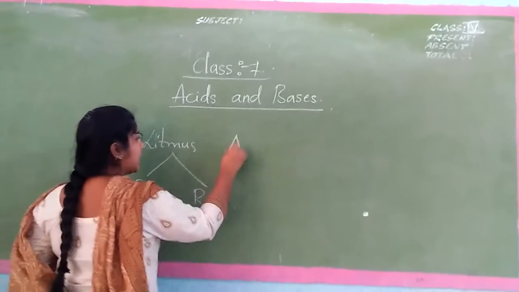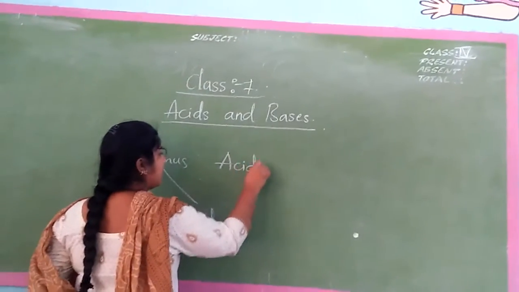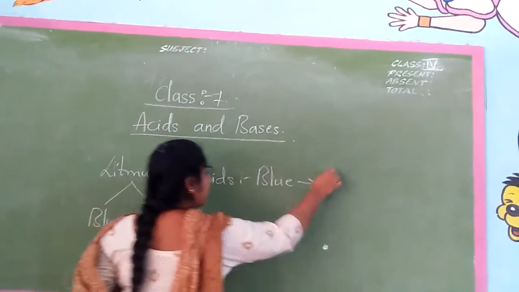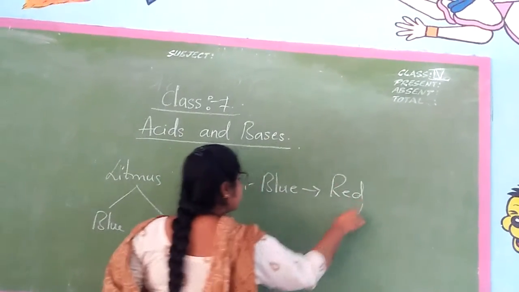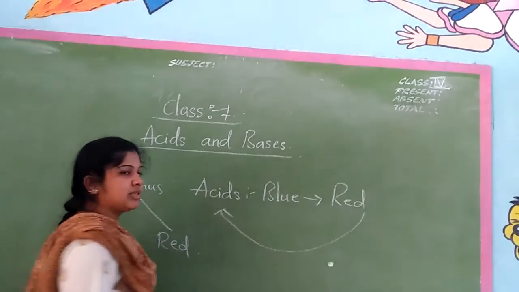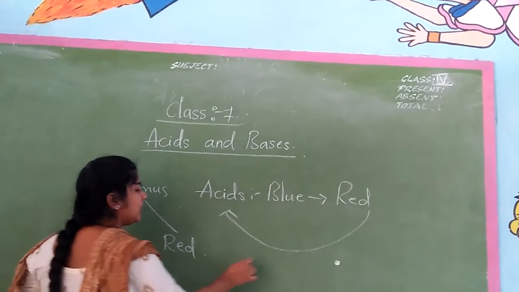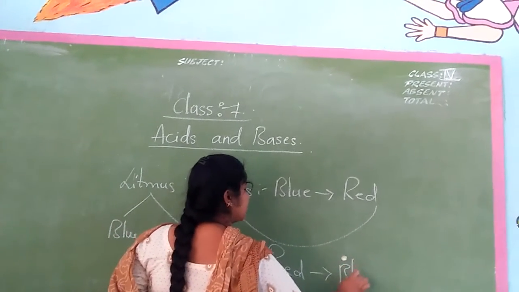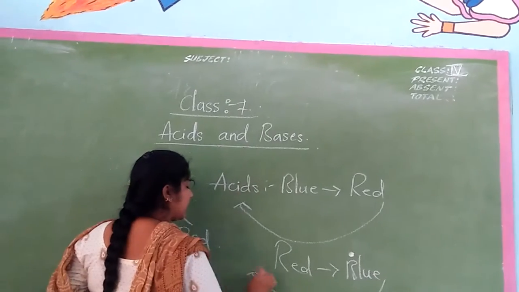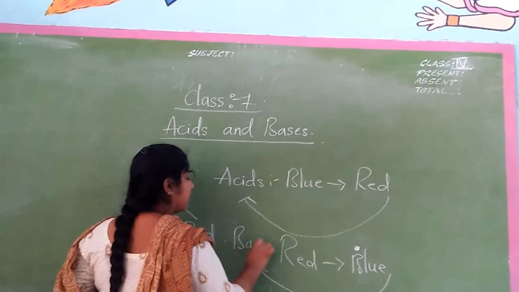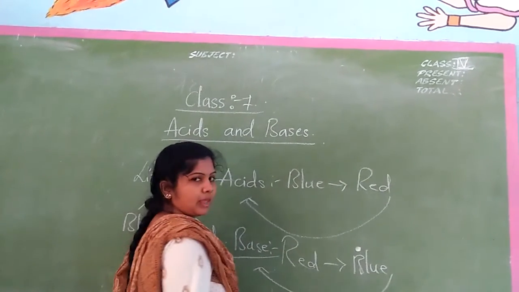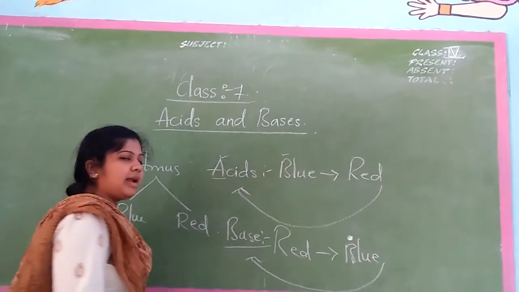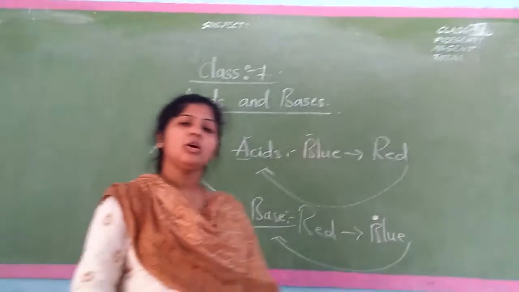Then how will acids react to litmus paper? Whenever the blue litmus paper changes to red, then we can say that the particular substance is an acid. Whenever the red litmus paper changes to blue, then we can say that this substance is nothing but a base. Okay, I have told you already, A and B. You keep it in your mind. Acids means changes from blue to red.